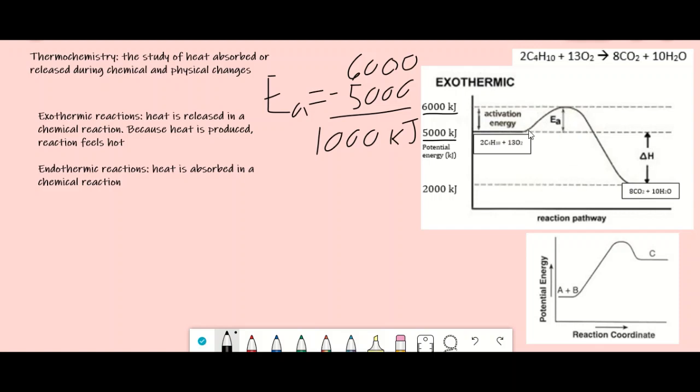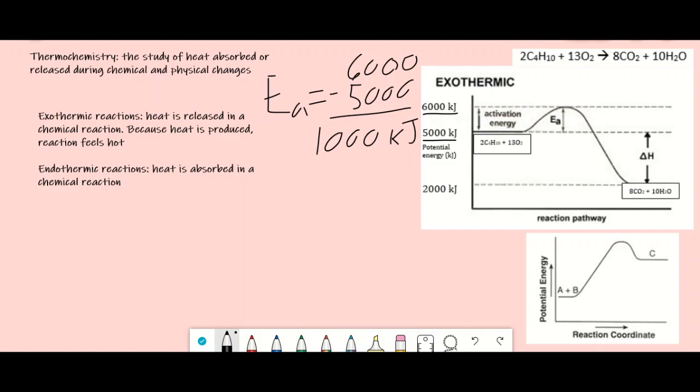So the activation energy is 1,000 kilojoules. Once it gets enough energy input, the whole reaction can proceed, and this butane can become carbon dioxide and water. Another thing that you should focus on here is this delta H. It's the change in enthalpy, or total heat energy. This is simply the difference in energy between the products and the reactants. In this example, the products have lower energy than the reactants, so the delta H is going to be negative. You calculate that by taking your final energy, 2,000, minus your initial energy, 5,000.